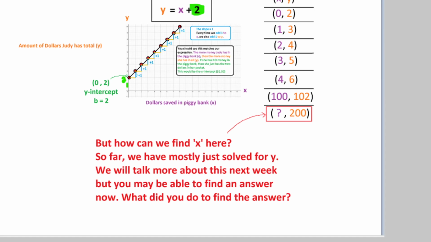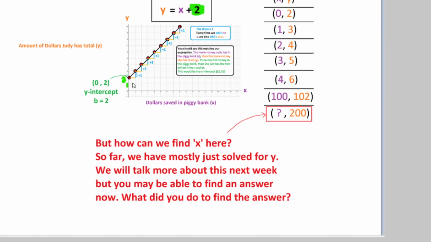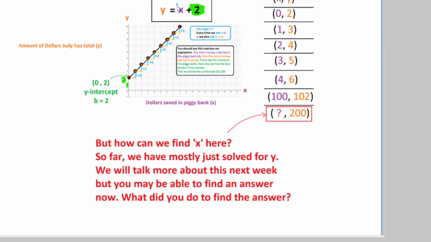Now, notice that every time we add $1 to the piggy bank, or there's $1 extra saved in the piggy bank, that means that Judy has $1 extra. Right? So we set our slope in this case for this equation. So that was 1, right? We have that 1 in front of the x. So that's what you see here. We're adding 1 each time. So that's the slope of our equation. That's how it's changing. It's the rate of change for this equation.